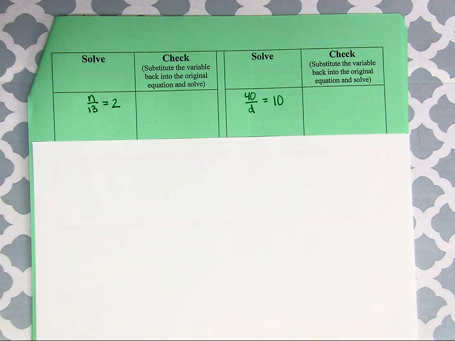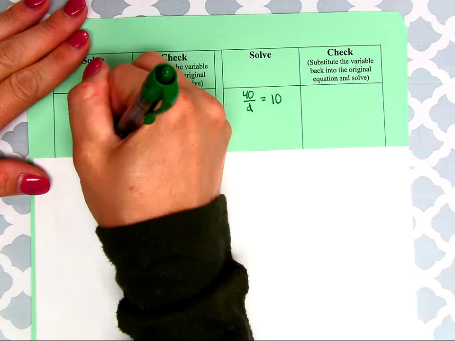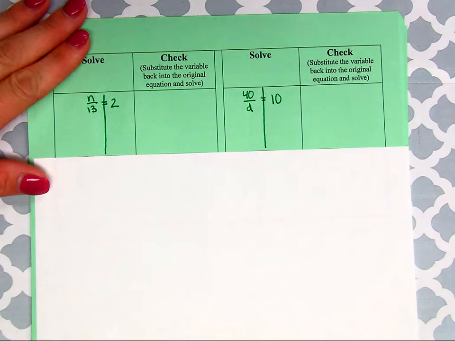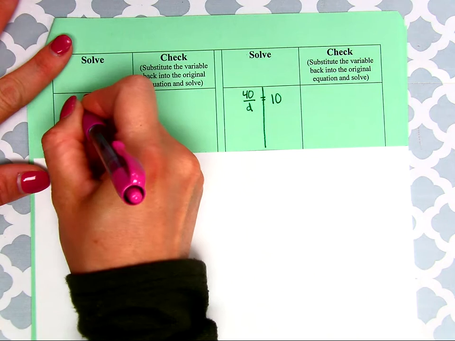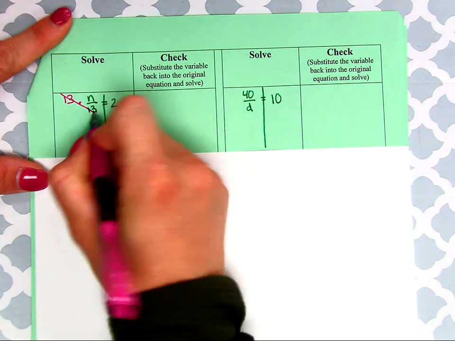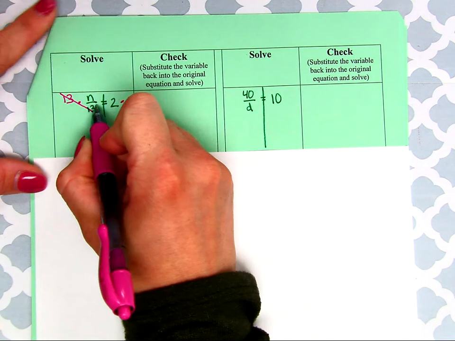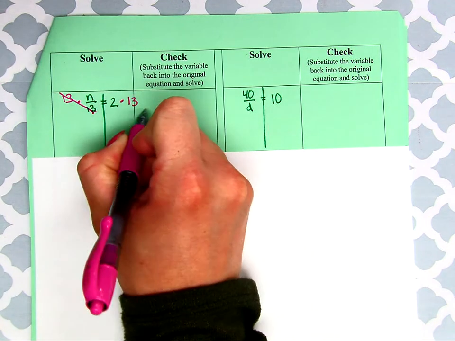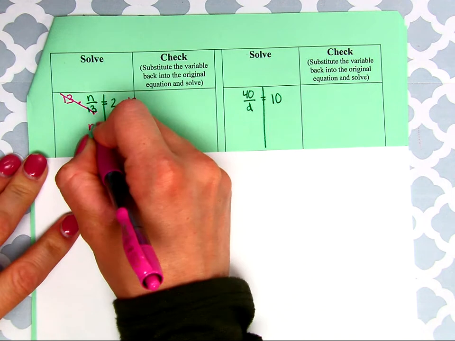Okay, so now that you've finished those, let's take a look. So n divided by 13, so that means I have to multiply by 13 to cancel it. I also have to do it on the other side. When we start getting into division problems, this is where I see students forget to do it to the other side. So make sure you're doing it to both sides. n is equal to 26.